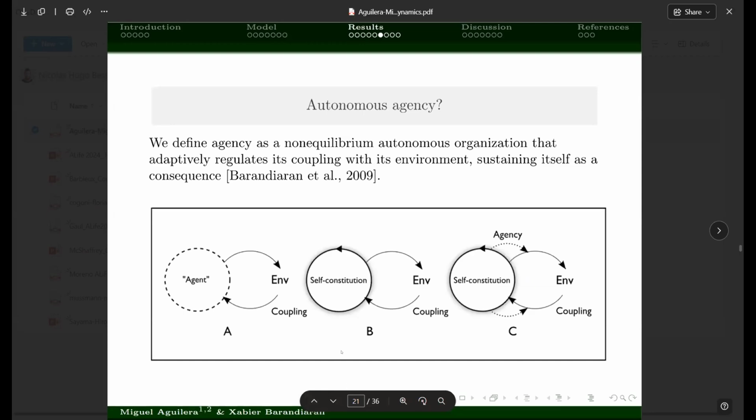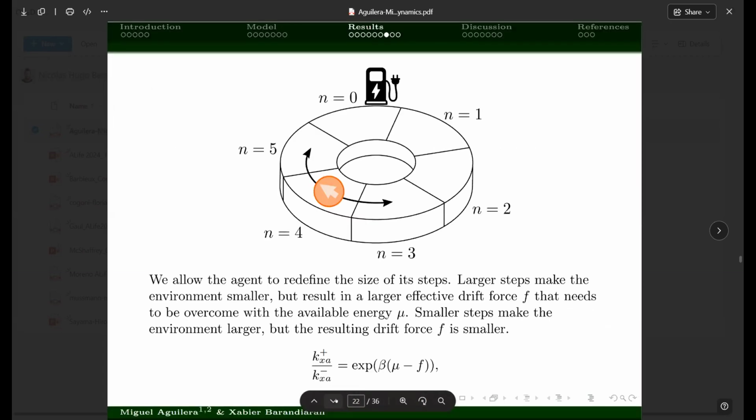Okay, so the last thing that we tested is this: this is just an autonomous system in a thermodynamical sense, as it is a system out of equilibrium, but does it have some capability of agency or to ensure its own persistence? So we tested how this agent could be modified to sustain its persistence, and we did the following. We allow the system to redefine the size of the steps it takes in this environment. If there is a drag force resisting my movement, if I take smaller steps, I can use less energy per step in comparison with if I take larger steps. And so in that sense, the energy mu that I have is going to make it easier or more difficult to advance depending on how large the steps are that I take.